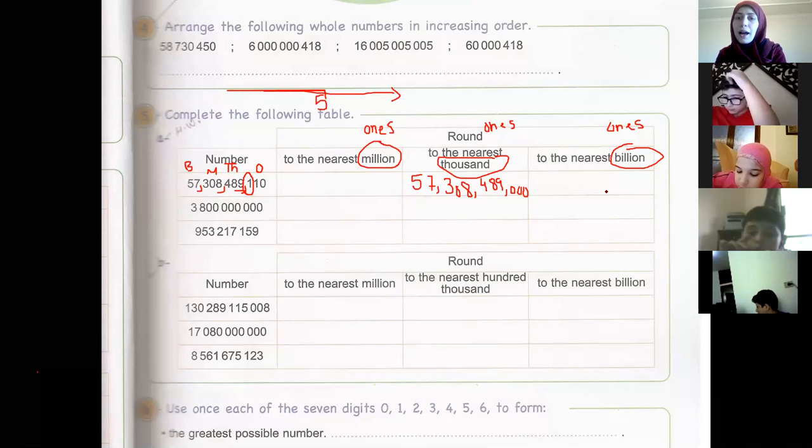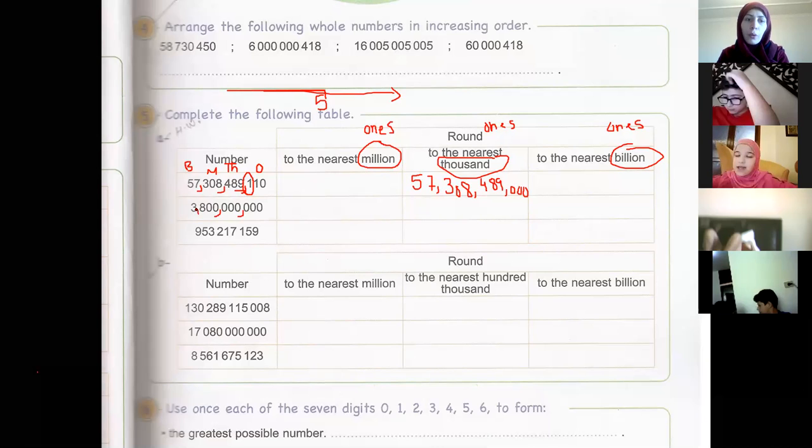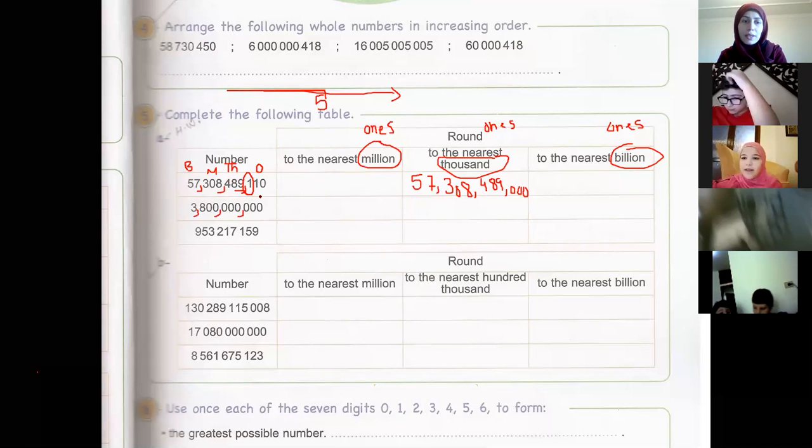Sara, yalla Sara, the second one. To the nearest billion. No, we are doing them under each other. The second one down to the nearest thousand. Yes, I will write the families. Ones, thousand, million, and billion.